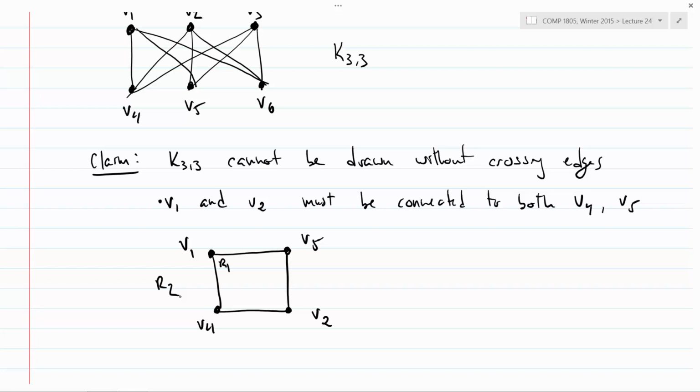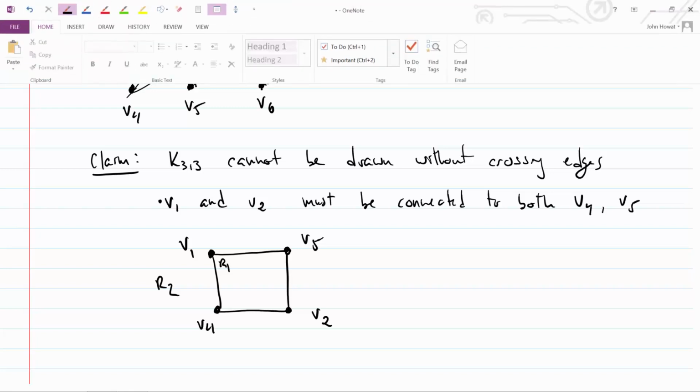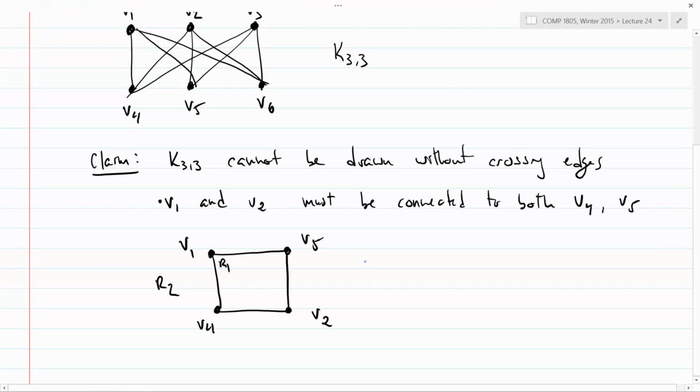So let's suppose that V3 lives somewhere in R2. So let's say V3 lives out here. This is one case. I'm going to do the other case later. So suppose that V3 lives in R2. What is V3 connected to? V3 is connected to V4 and V5. So V3 is connected to V4 and V5. Is that okay?